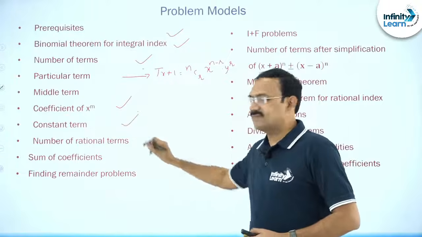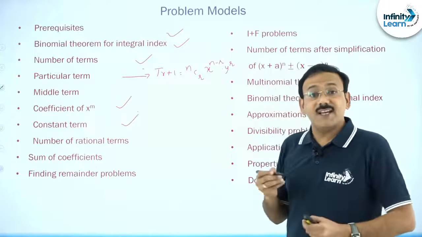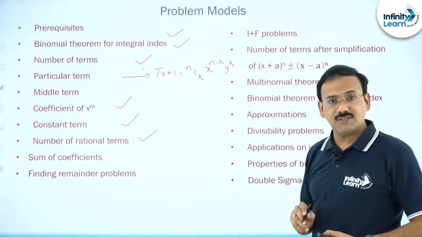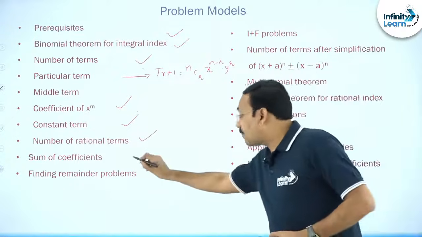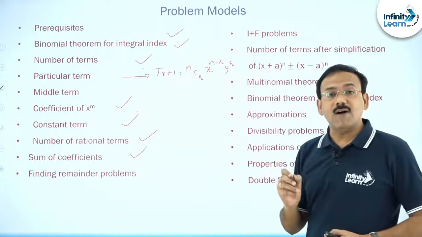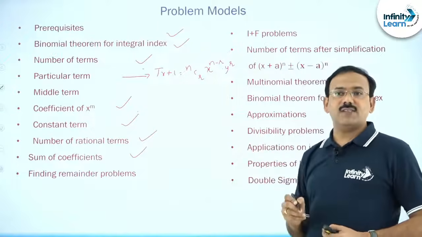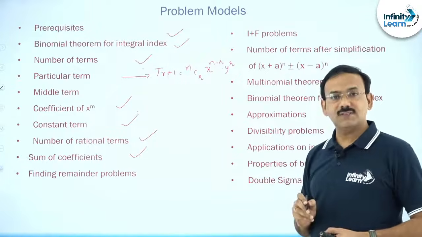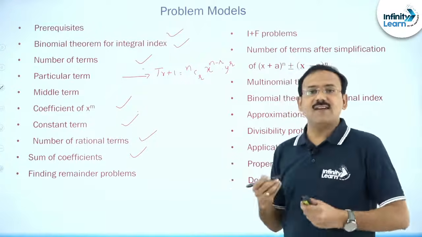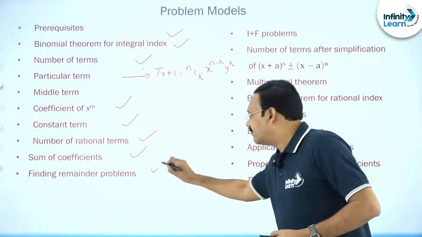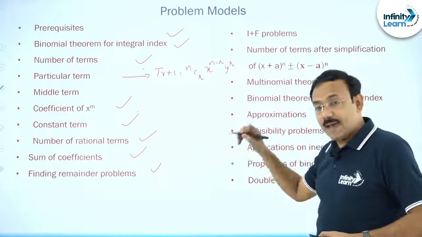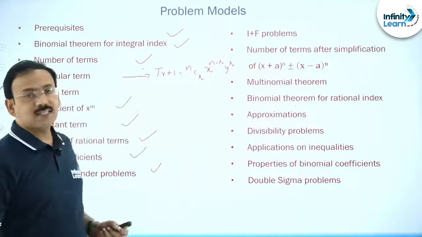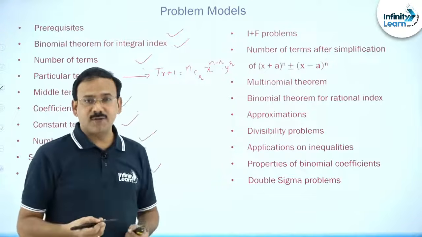followed by finding the coefficient of x power m, the constant term, the number of rational terms after simplification in a special expansion, then the sum of coefficients, or the sum of coefficients of even powers of x and of odd powers of x, and relevant problems. Then remainder related problems. These many models are there. Apart from this, you can also see the I plus f model problem, a little lengthy problem.